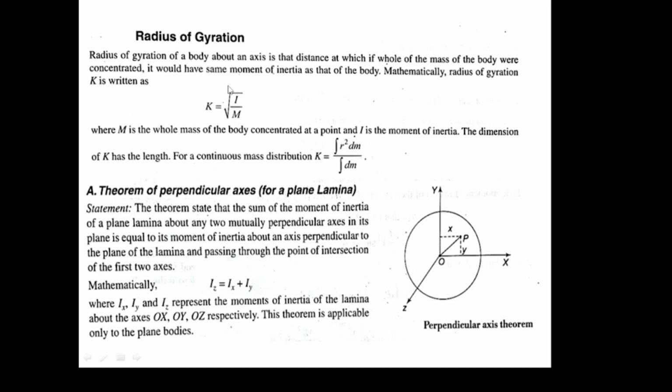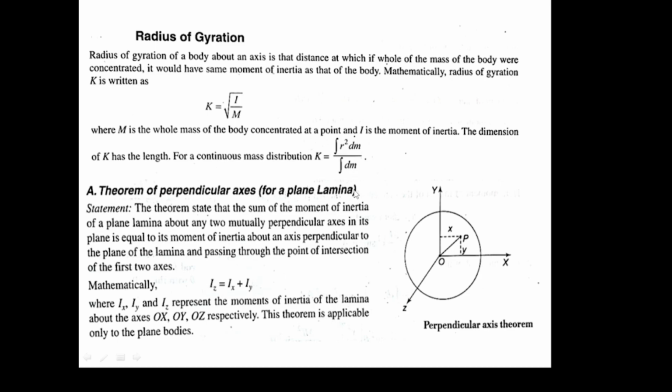So I is the total moment of inertia and m is the whole mass of the body concentrated at a point. That means the dimension of k, the radius of gyration, is length. And for a continuous mass distribution, I is equal to the integral of r square dm, and m is equal to the integral of dm.